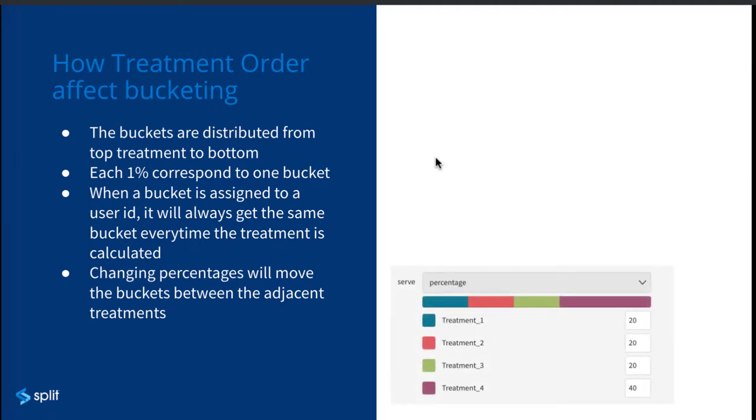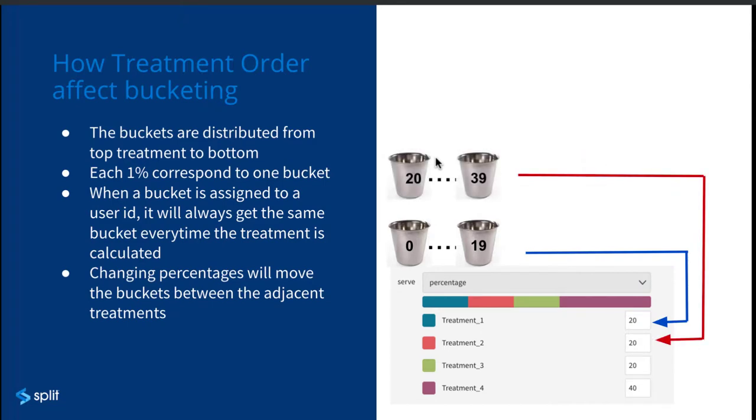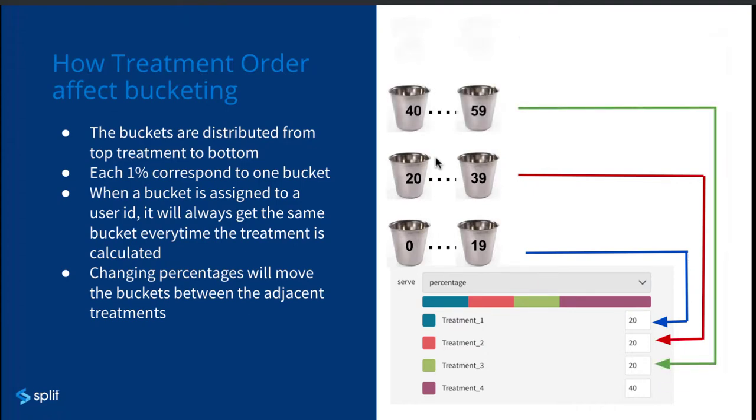Actually, the buckets are distributed always from top to bottom, and each 1% corresponds to one bucket. So in this example, treatment 1 has 20%, which means the buckets from 0 to 19 will be assigned to it. Treatment 2, also 20%, so the next 20 buckets will be assigned to it, and so on.